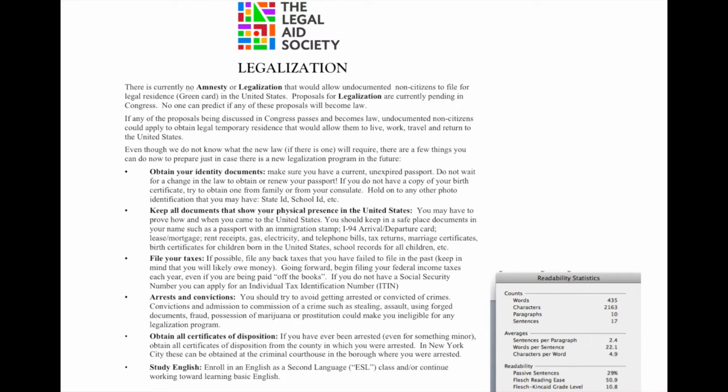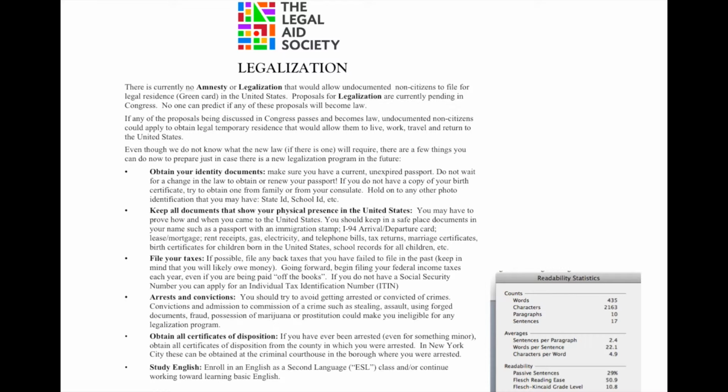On this slide, we get to see the stats of this difficult document. The document has 435 words, 29% passive voice, which is not good. We'd really want to get our passive voice down in the single-digit numbers. And it's at the 10.8 grade level. So what looks like a pretty simple document for most lawyers is a clear mismatch for most readers.